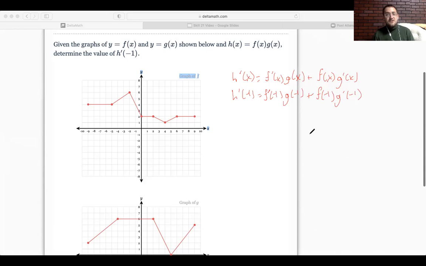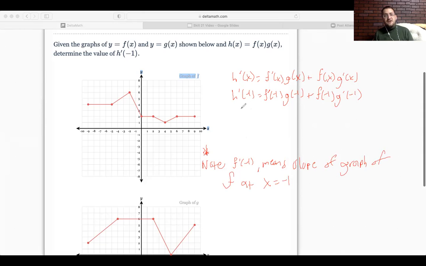Now, let's translate the geek speak here. This is important to write down on this Delta Math example. I'd like you to write down the rough graphs, but write down all of these major points here. So note, f prime of -1 means the slope of the graph of f at x equals -1.